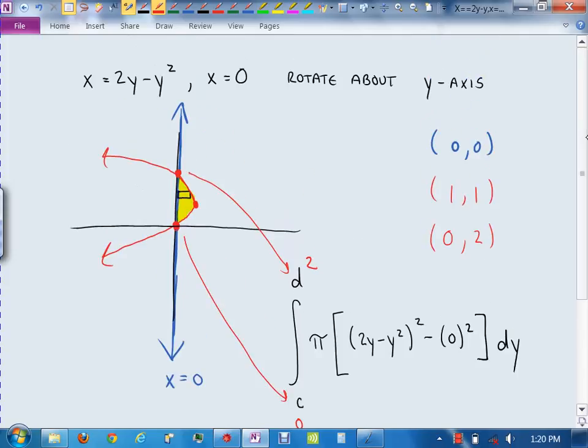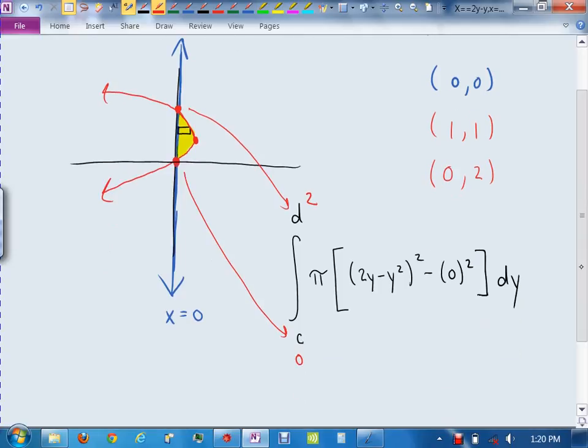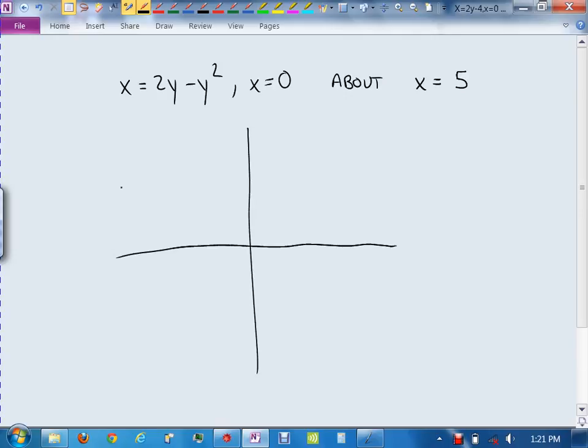Okay. Let's do the same problem, but I want us to do it over a different axis of rotation. So the next one, let's take x equals 2y minus y squared, take x equals 0, and let's rotate it about x equals 5. Same picture, right? At least the parabola thing we have.